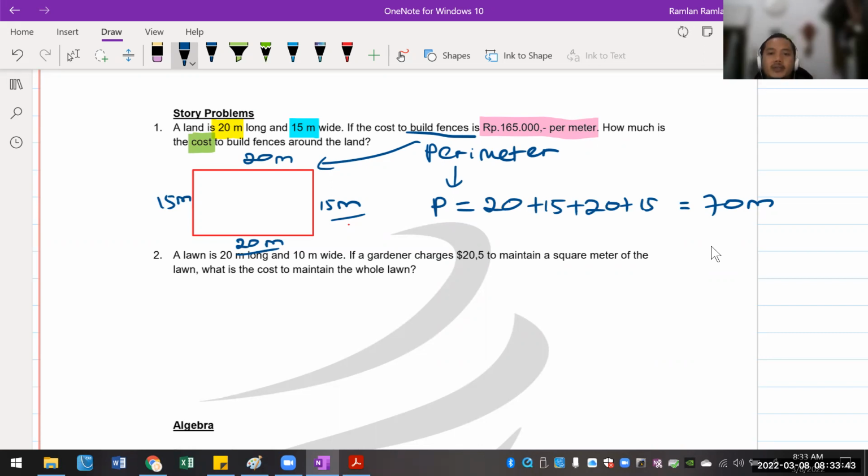Okay, question is, how much is the cost to build fences around the land? Because we want to find the price to build these fences, all of them, right? The question is, what is the cost? So how can we connect that question to this last information over here? Nikki, what do you think?